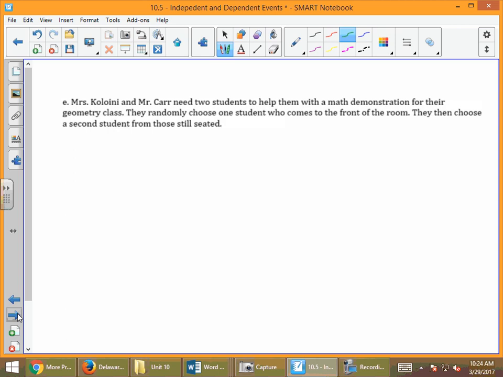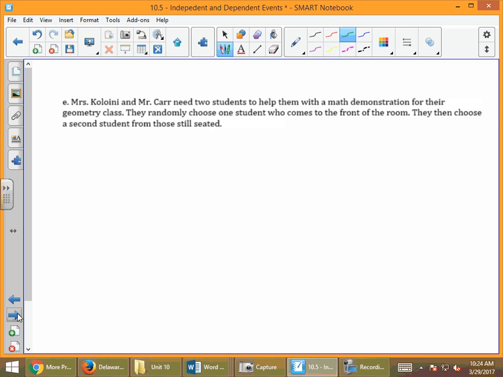With the E, it says Mrs. Collini and Mr. Carr need 2 students to help them with a math demonstration for their geometry class. They randomly choose one student who comes to the front of the room. They then choose a second student from those still seated. Independent or dependent? Why is it dependent? Yeah, the student doesn't go back.